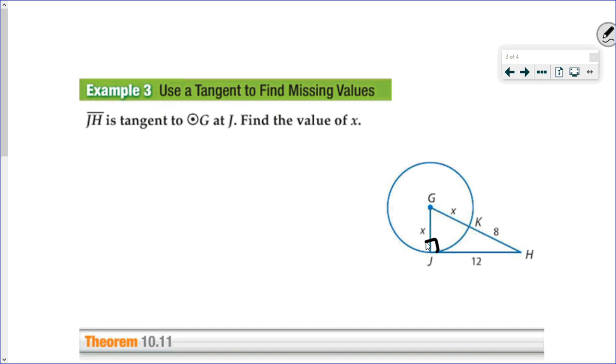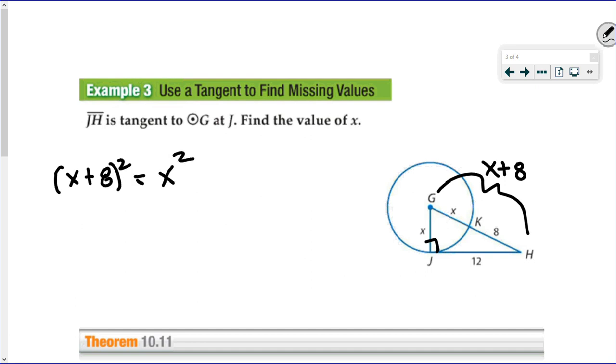So what we want to do here, we'll use the Pythagorean theorem again to find x. So this is x plus 8. That's the hypotenuse. So x plus 8 hypotenuse squared equals leg squared. So one of the legs is x, the other leg is 12. So we're going to solve this equation for x. So recall x plus 8 squared, binomial squared, we've got to actually FOIL that. So we'll do that in just a moment.